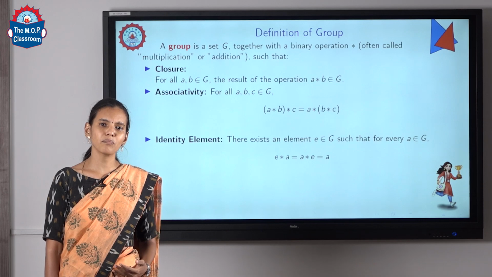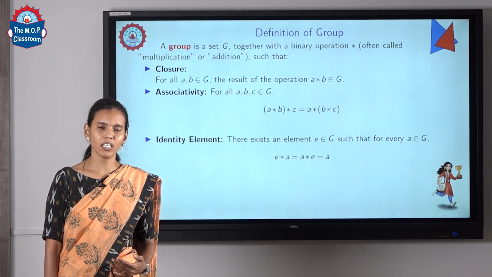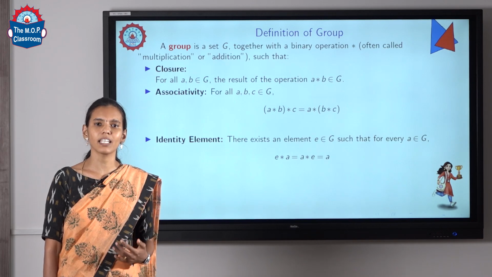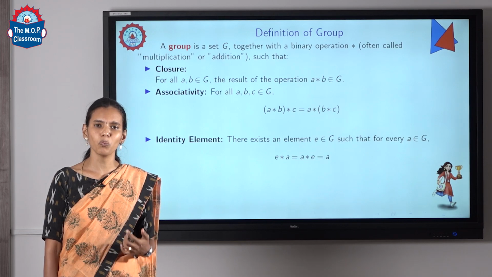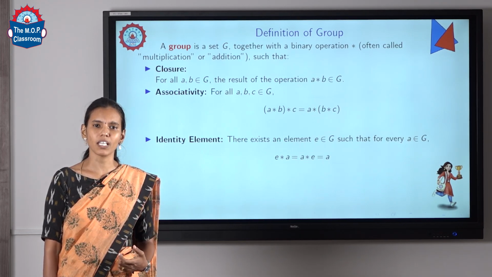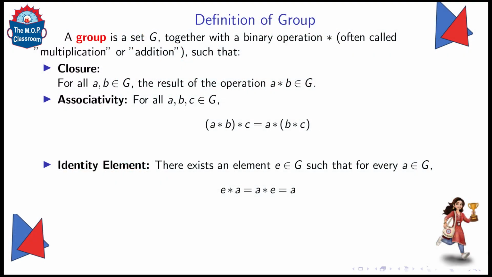The next axiom that we are going to see is the identity element. This axiom is very important. Whenever we take a set, there should exist an identity element. In general, for multiplication, the identity element is going to be 1. What is this identity element? If I take any element from the set and operate it with the identity element, I should get back the same element. When it comes to addition, the general identity element is going to be 0.